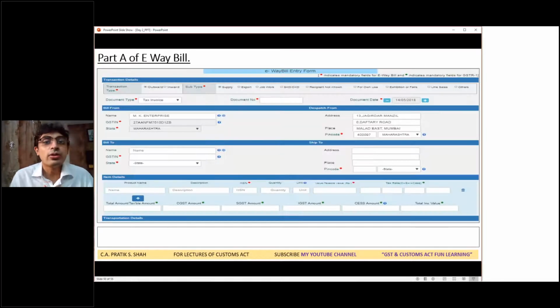Now see how the e-way bill looks. This is part A of the e-way bill. Someone has written excluding exempt supply.